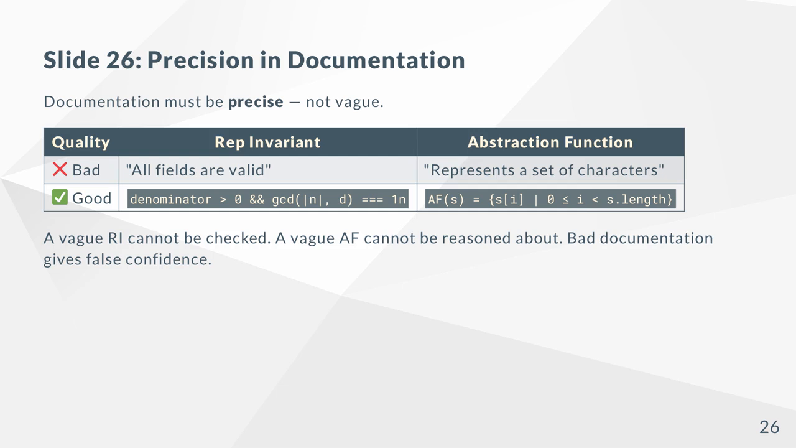Documentation must be precise, not vague. A rep invariant that says all fields are valid tells you nothing. One that says denominator greater than 0 and GCD equals 1 is checkable and actionable. An abstraction function that says represents a set of characters tells you nothing. One that says the set equals the characters at each index is precise. Vague documentation looks like documentation. It gives false confidence while leaving the implementation unverified.